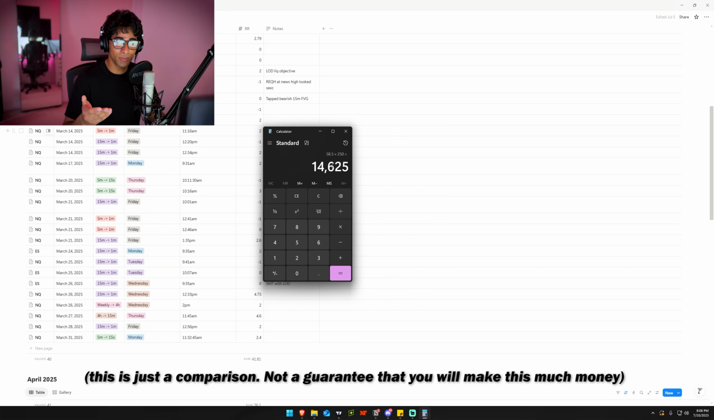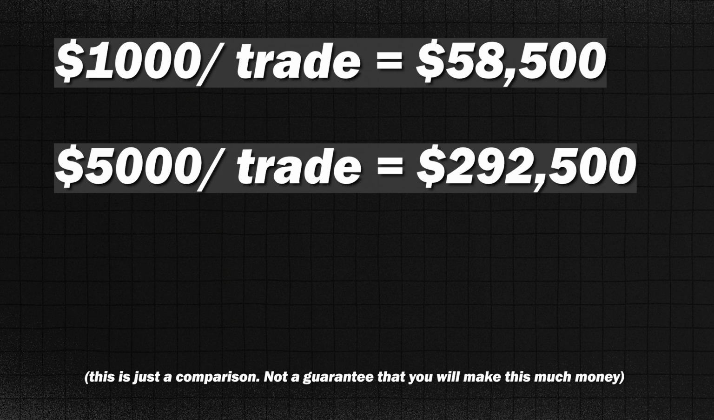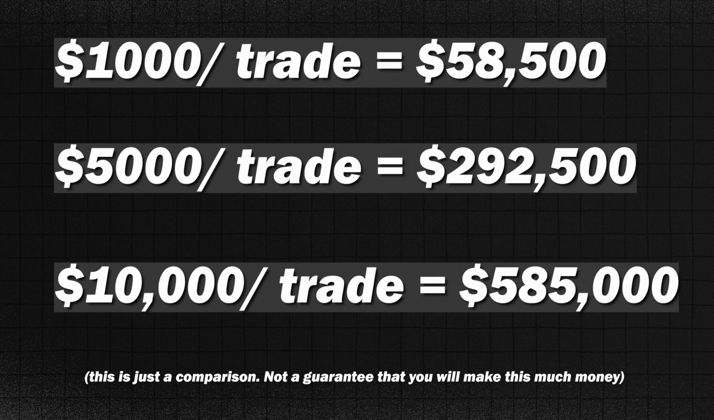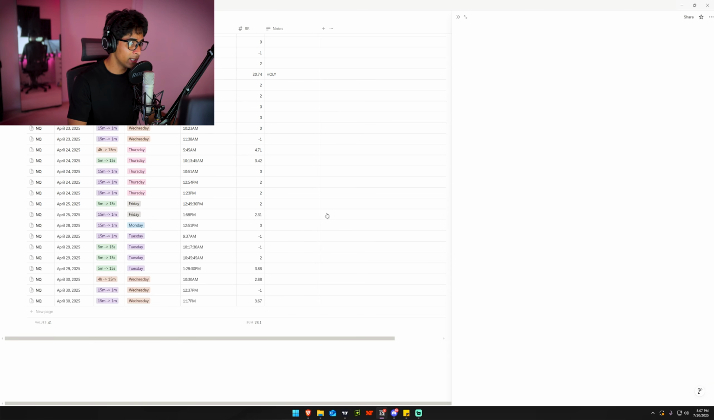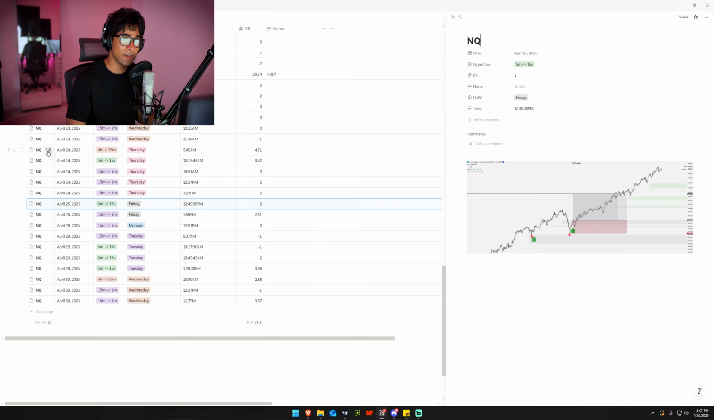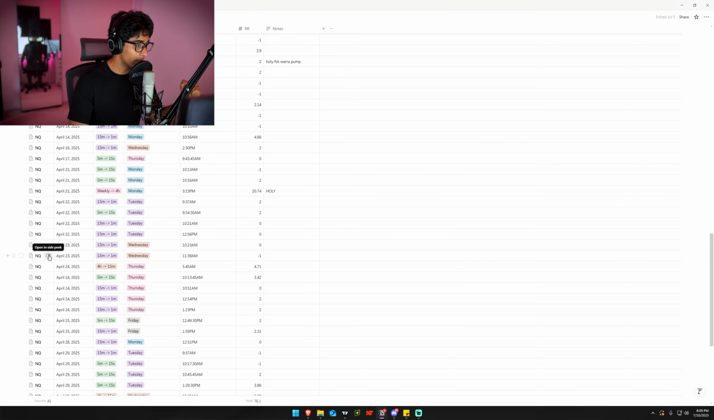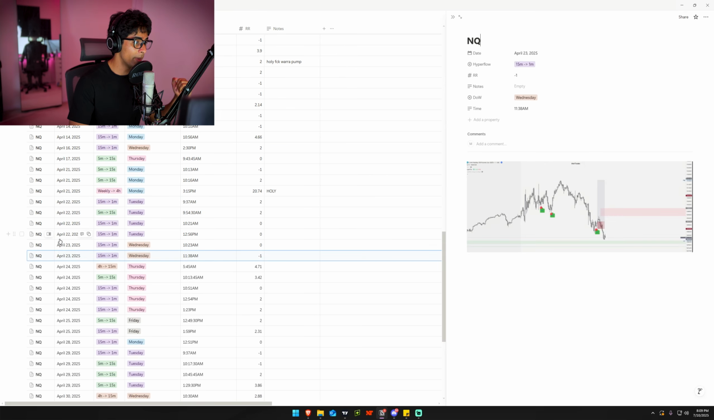Imagine when you scale these numbers up to $1,000, $5,000, or even $10,000 per trade. Then these numbers start to get insane. And the best part about this full backtest is linked below, so you can check it out for yourself and view every single trade and every single screenshot to verify that it is legit. You can go through every single one of these trades to make sure that I'm not just cherry picking random trades and trying to make myself look good.